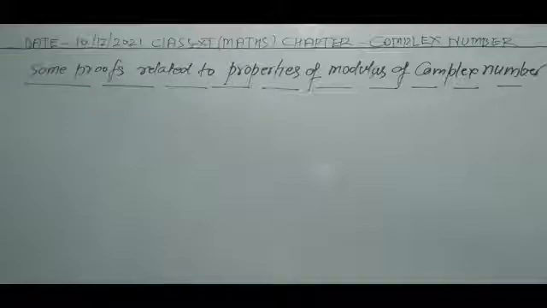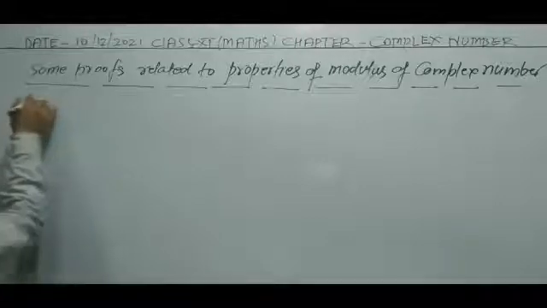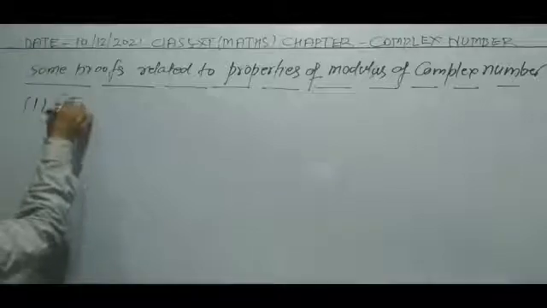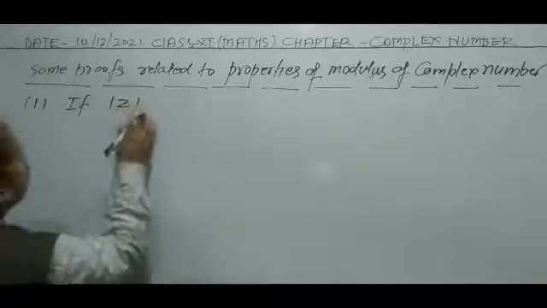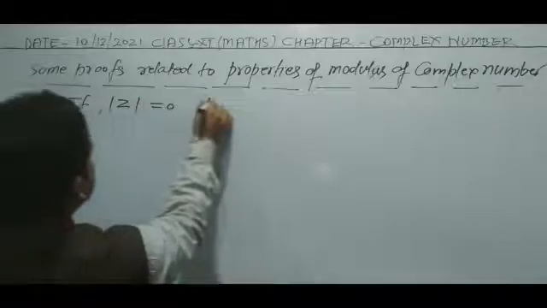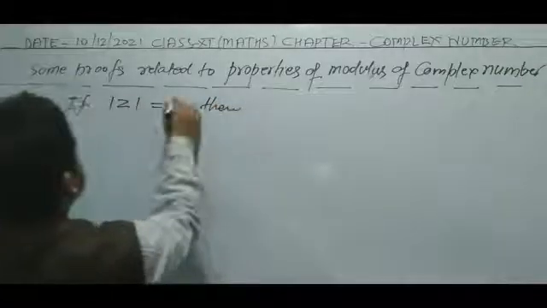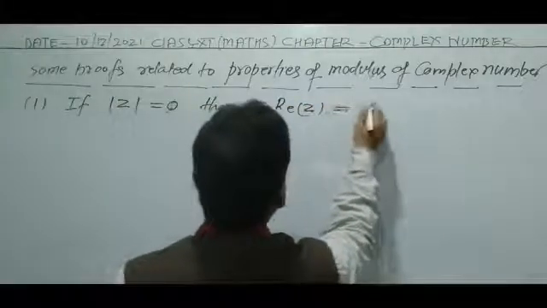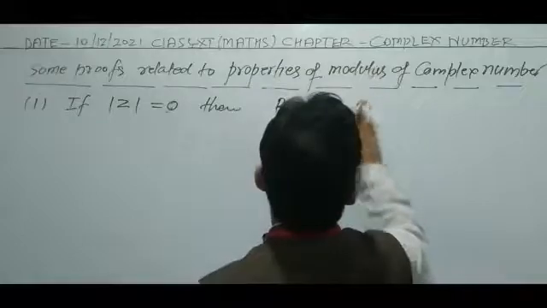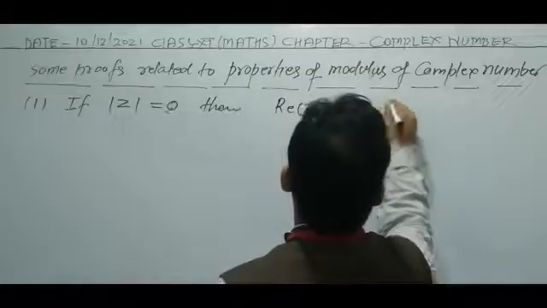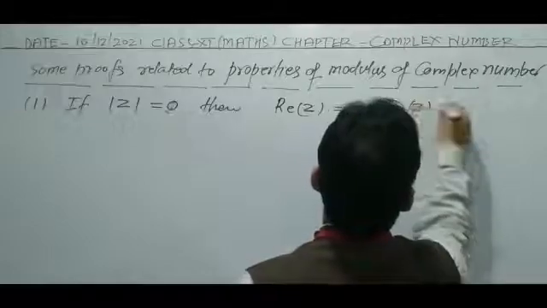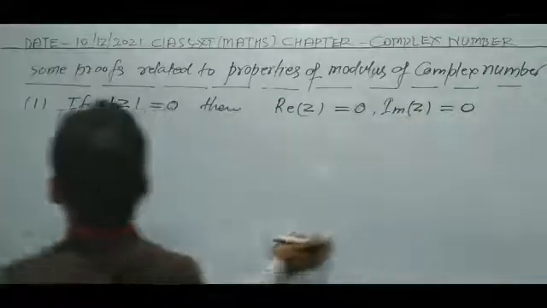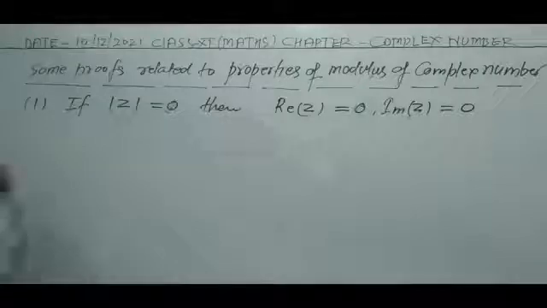Now the first proof is: if mod of z is equal to 0, then real part of z is equal to 0, comma, imaginary part of z is equal to 0. So see its proof.